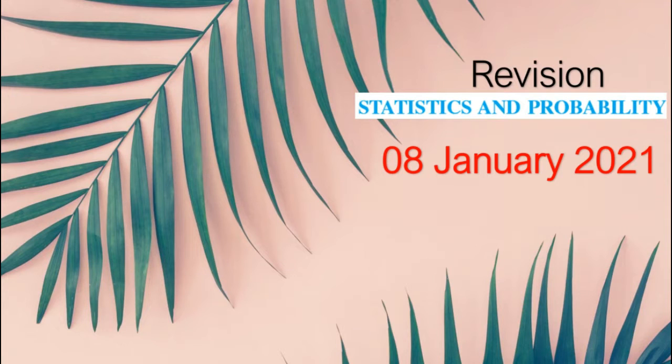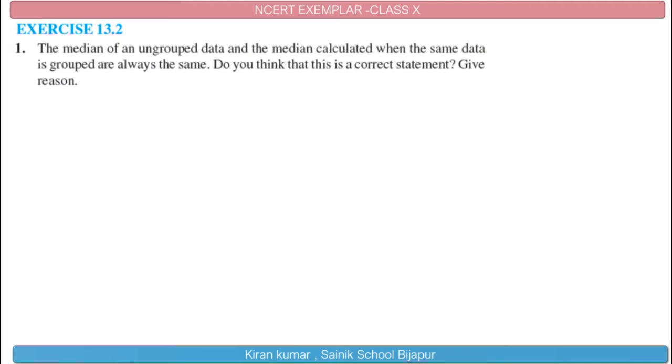Hello students, let us continue the session on revision of the chapter Statistics and Probability. In yesterday's session, we completed exercise 13.1 of NCERT exemplar. We shall continue with exercise 13.2. The questions of exercise 13.2 are basically true or false, and we need to reason out for the answers.